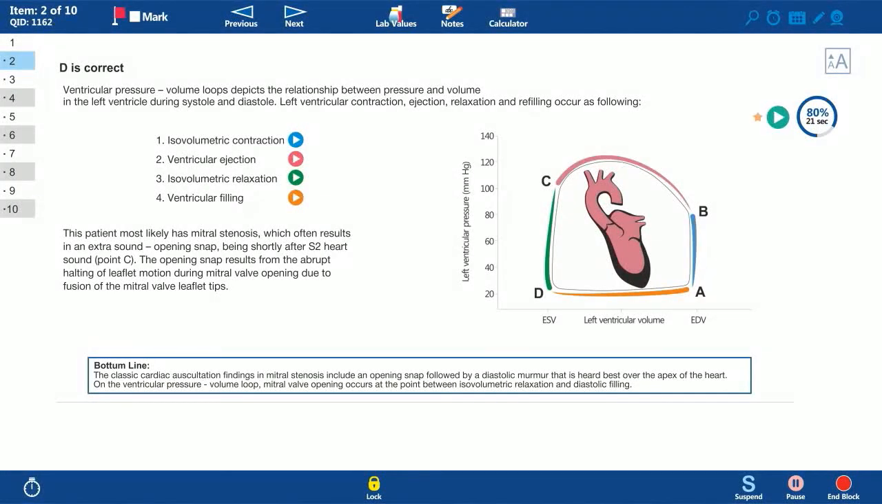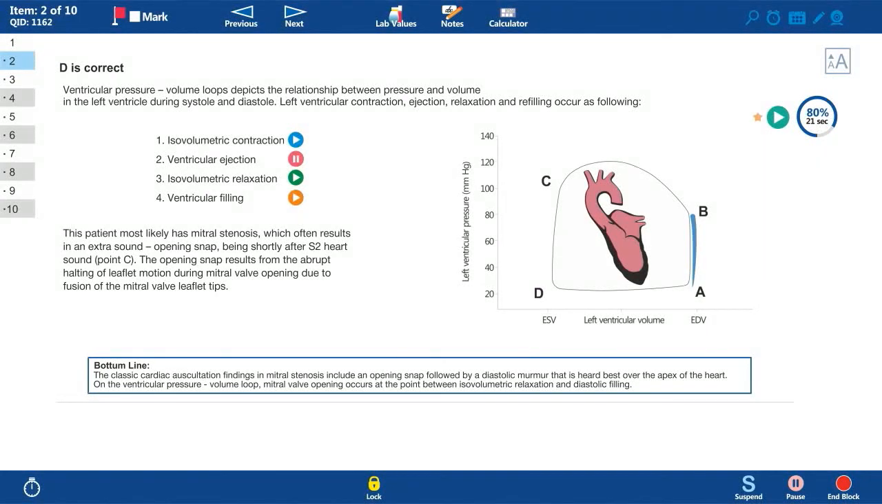For instance, isovolumetric contraction. This phase of the cardiac cycle begins with closure of the mitral valve at point A. During this period, the left ventricle is contracting and intraventricular pressure is increasing, but no blood is leaving the ventricle because both the aortic and mitral valves are closed. The pressure in the left ventricle continues to increase, and at point B, the systemic diastolic blood pressure is reached and the aortic valve opens.